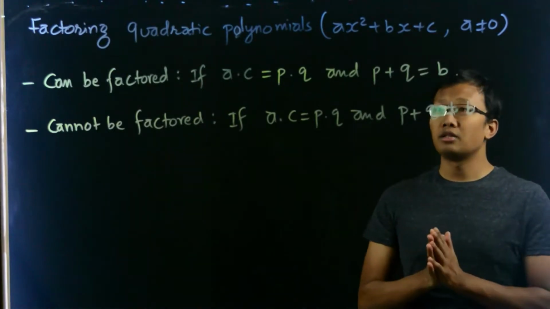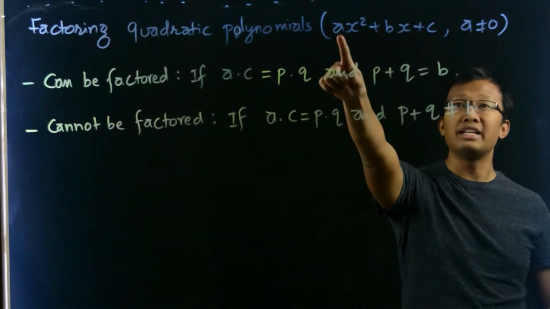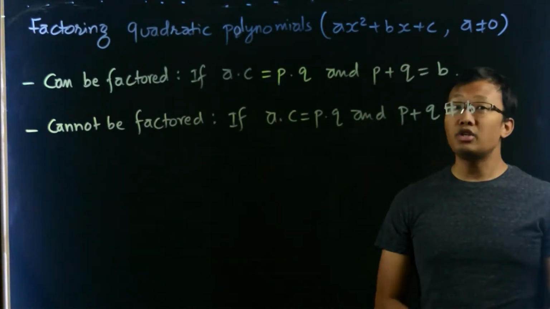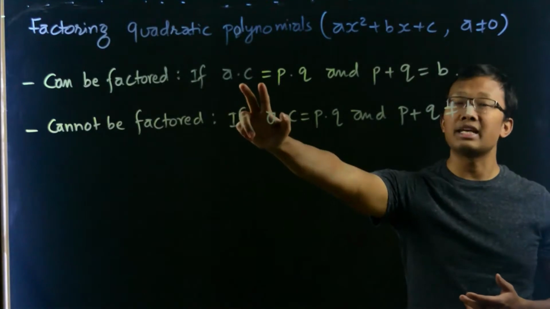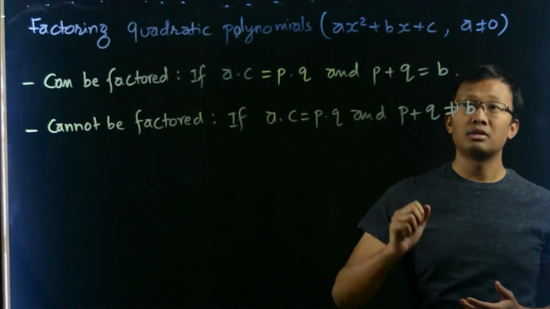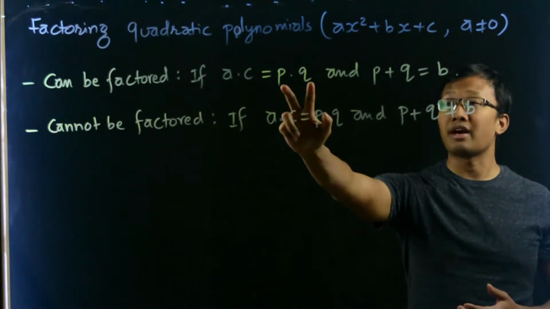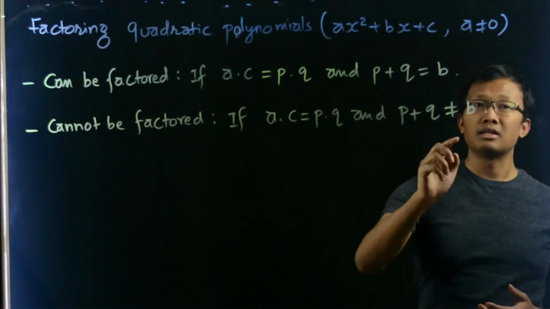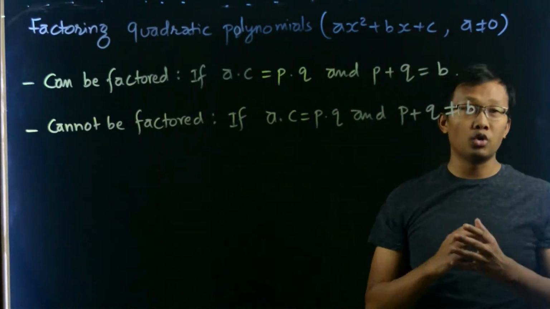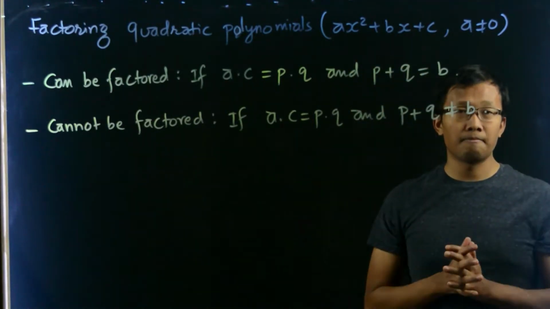To do that, we first need to multiply the leading coefficient with the constant, a times c. Then we try to factor this product a times c in such a way, let's suppose p times q, that if these two factors add up to b, then we say that this quadratic polynomial can be factored completely.